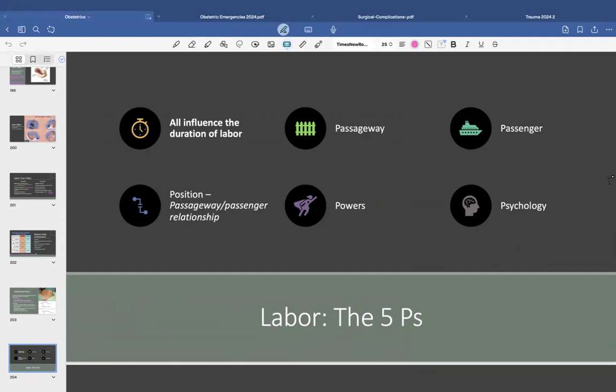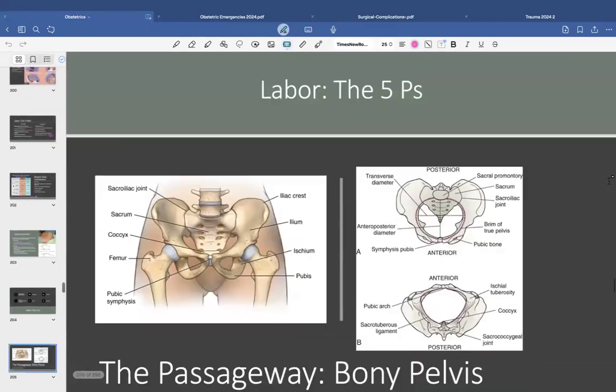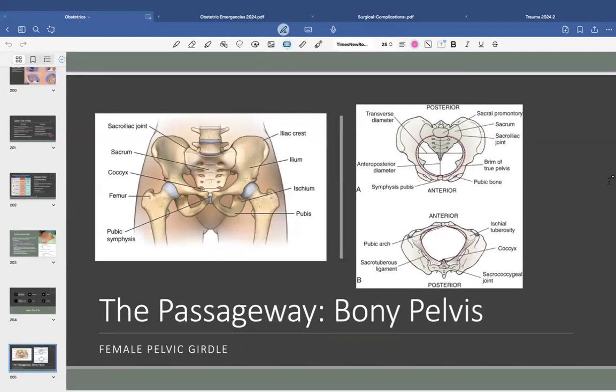So the first is the passageway. So think of the passageway as the birth canal, the uterus and the vagina. This is your car. How are we going to get this baby out? So we're driving it out. So the bony pelvis is the factor of how we're going to get it out that we're looking at. So this is just the anatomy of the bony pelvis. And you can see the difference in shape, an oval shape for female versus a more heart shape for men, naturally, just in comparison.